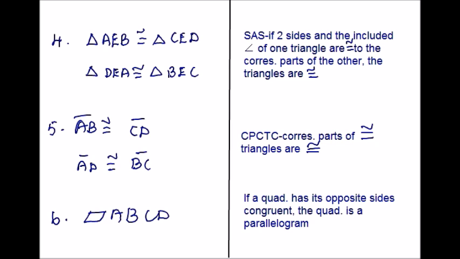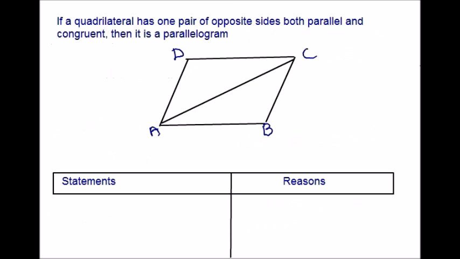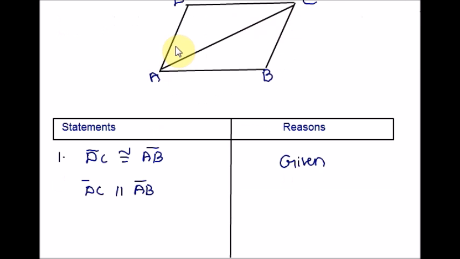Next, we are going to prove the quadrilateral is a parallelogram which has one pair of opposite sides both parallel and congruent. Here is the next theorem. It states that if a quadrilateral has one pair of opposite sides both parallel and congruent, then it is a parallelogram. So we are given that DC is congruent to AB, DC is parallel to AB, both parallel and congruent. Then we are going to prove that quadrilateral ABCD is a parallelogram. AC is common for both the triangles ADC and ABC. So AC is congruent to AC by reflexive property.